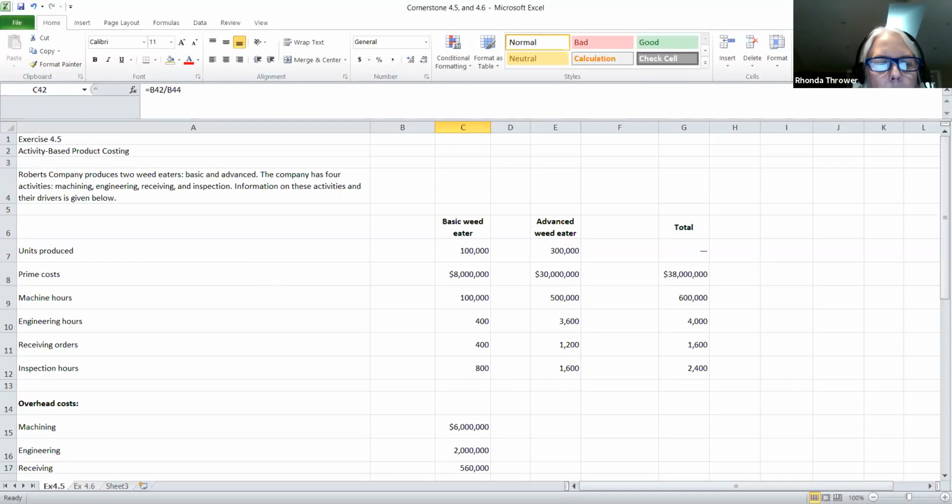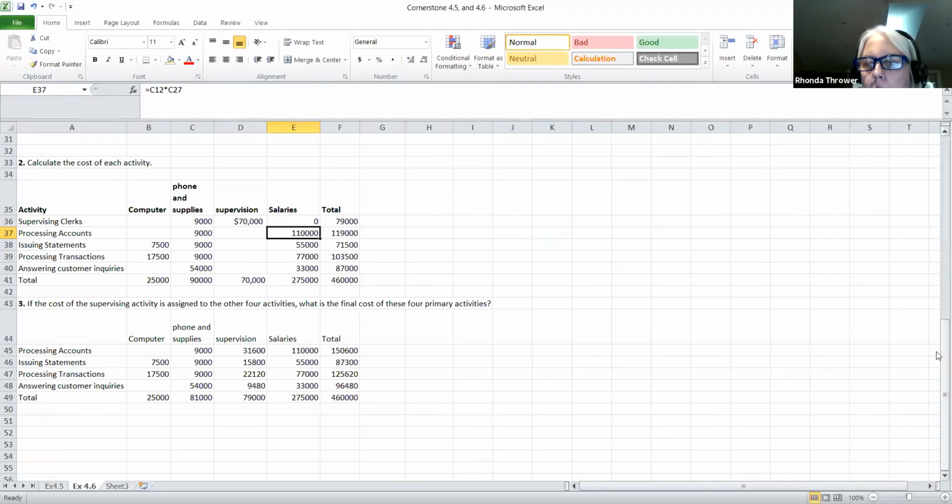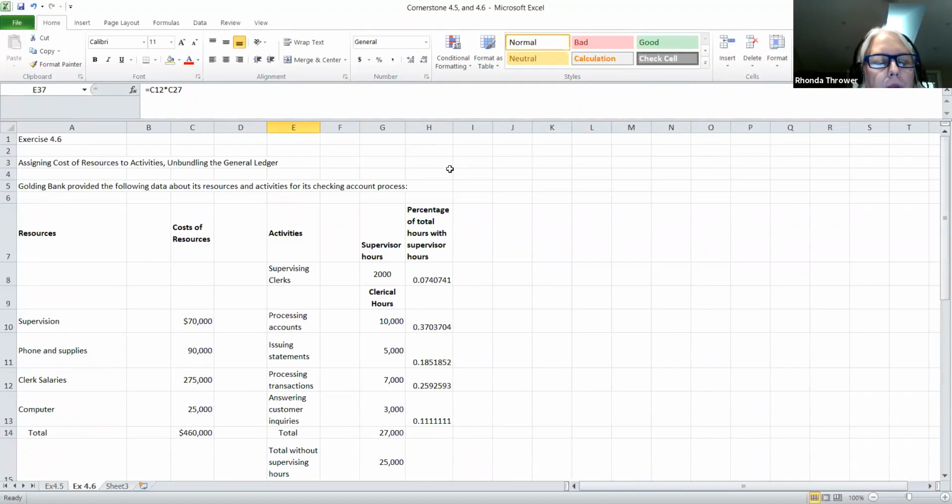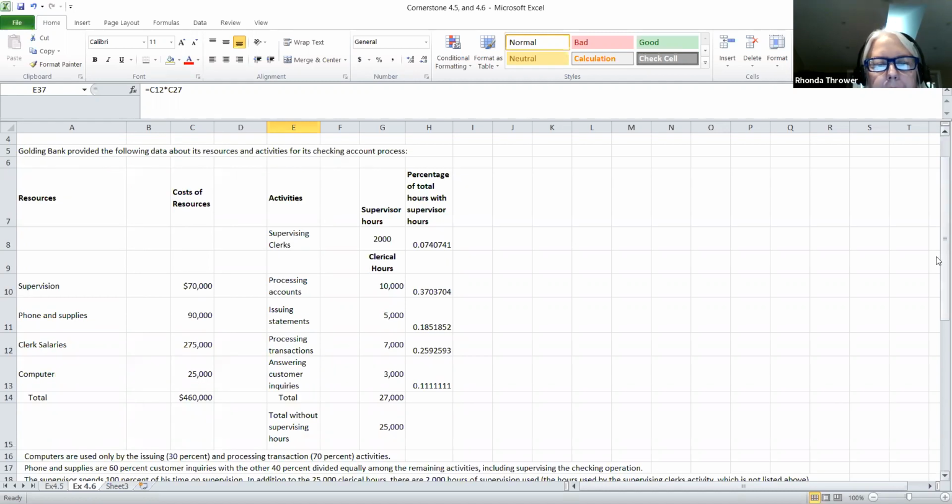The next problem that I want to do with you is exercise 4.6. And in this problem, again, we're using activity-based costing to apply overhead. And we're going to assign the cost of resources to activities. They also call this unbundling the general ledger. This time we're going to be Golding Bank, and we have been provided the following data about its resources and activities for its checking account process.